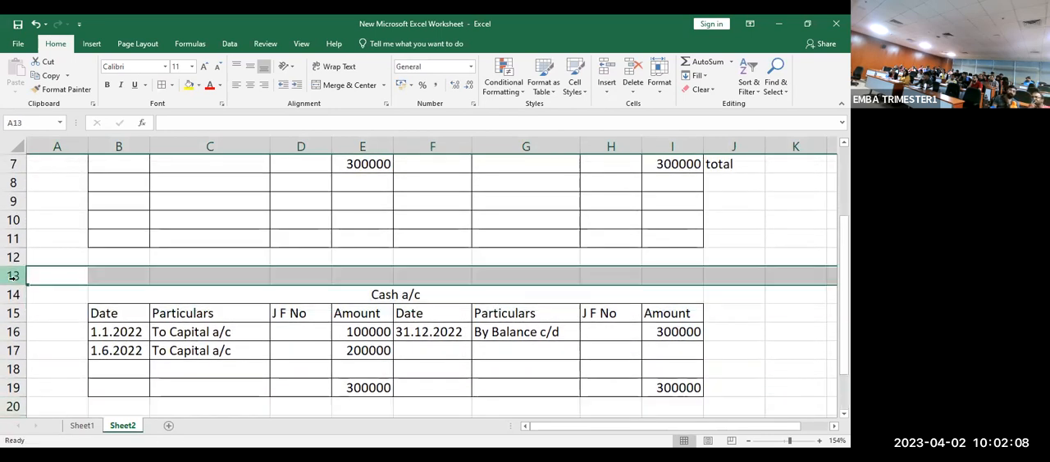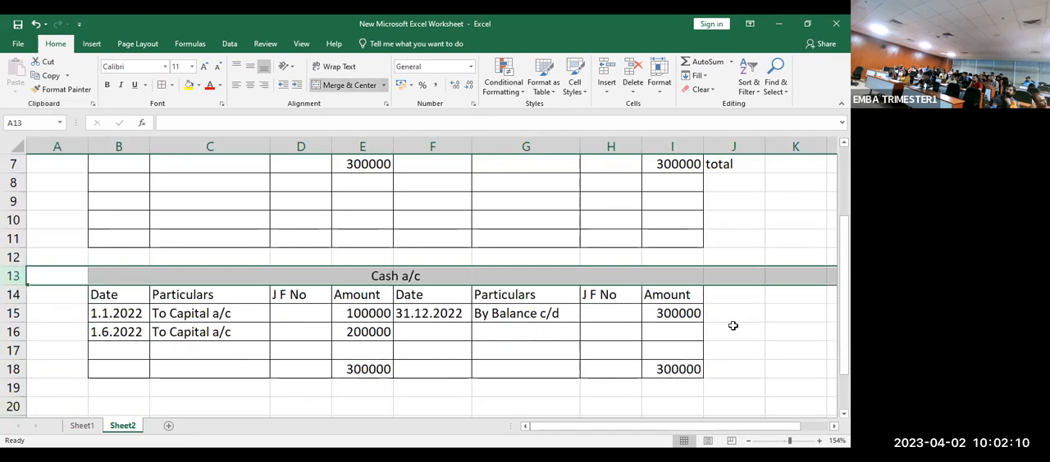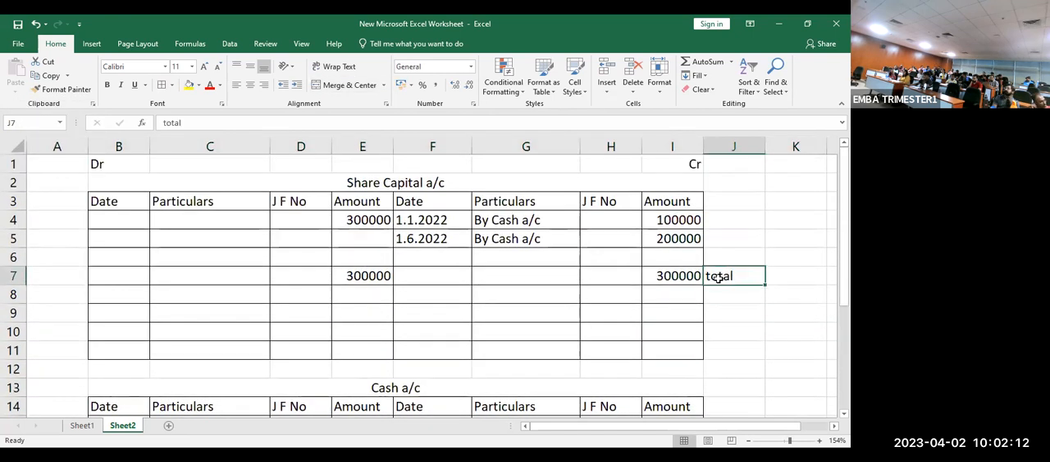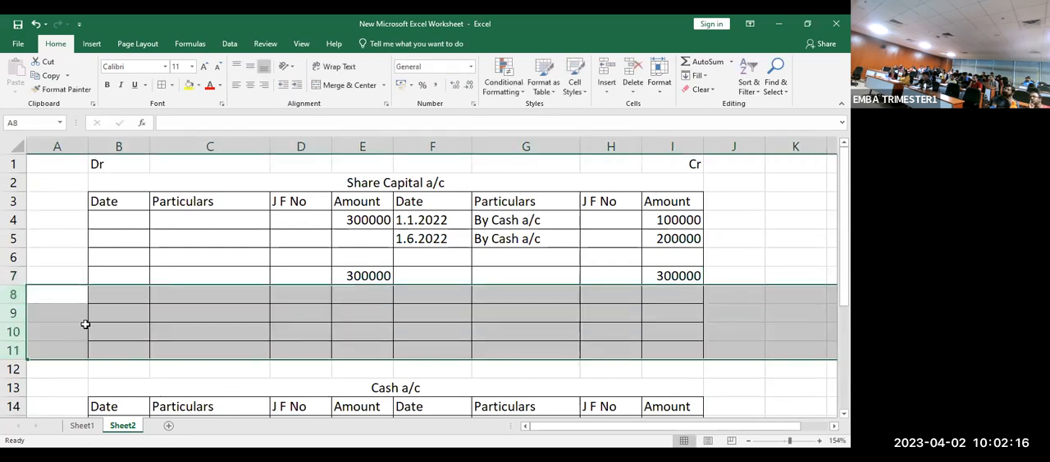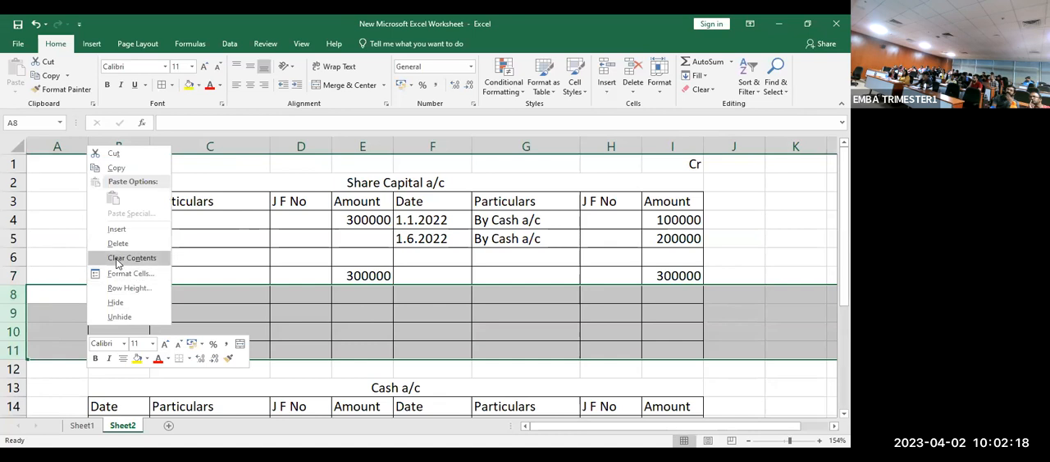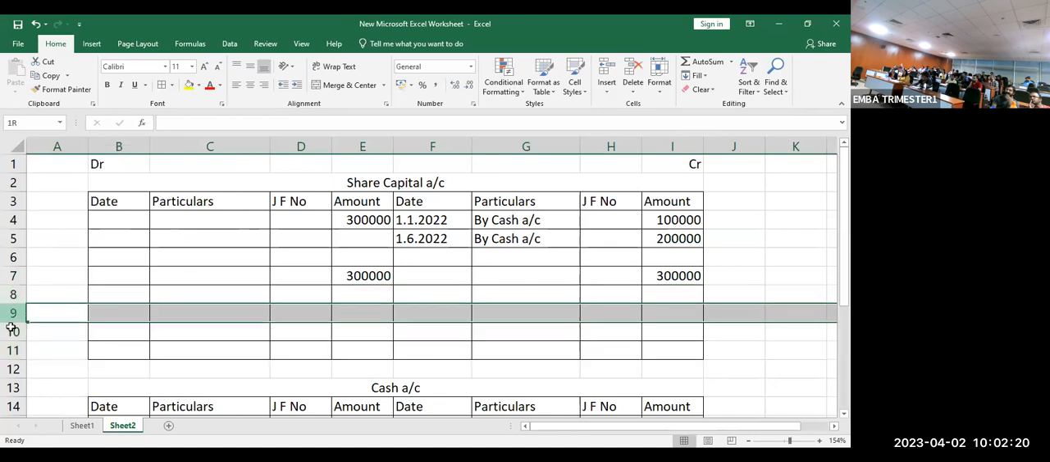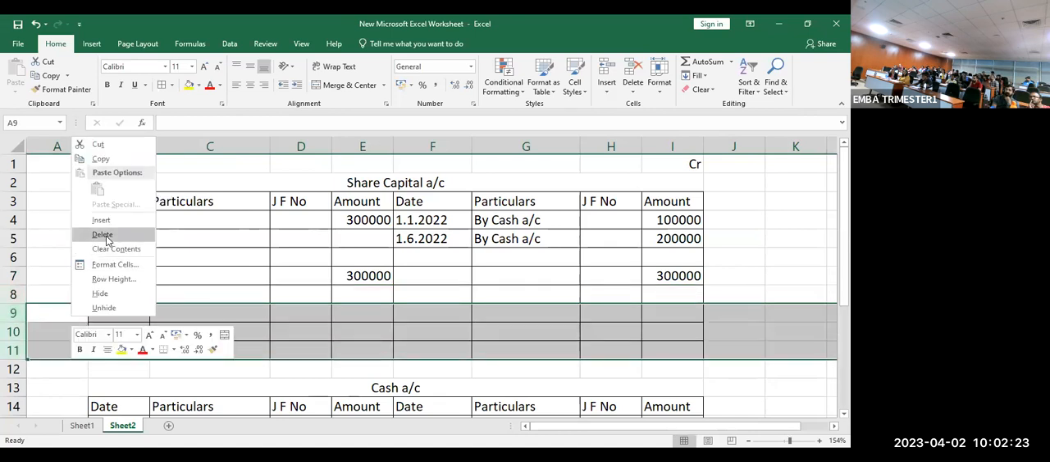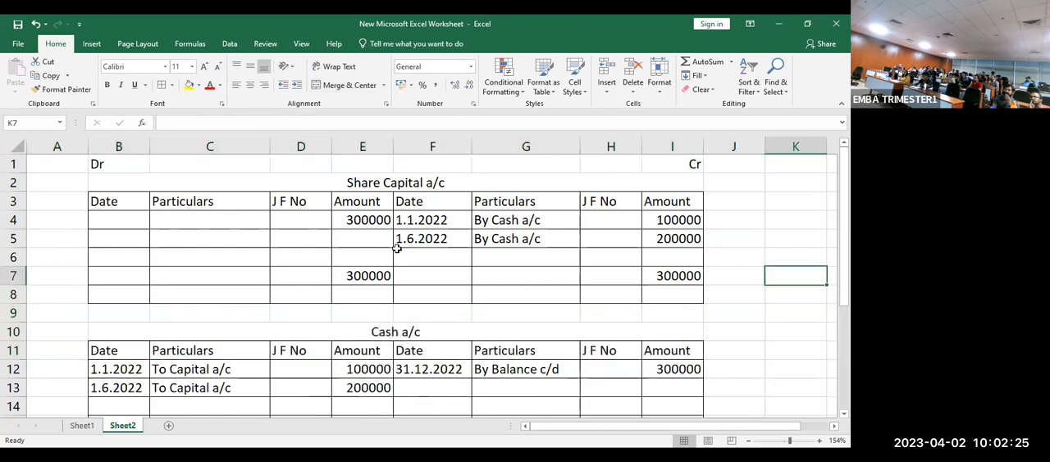These are the two accounts. Now these two accounts are having balances, right? What is the balance in the capital account? The capital account is having a balance of 3 lakh. Is it a debit balance or credit balance? Credit balance. Which side is more? Debit balance. Debit balance, cash account. Both are the same.